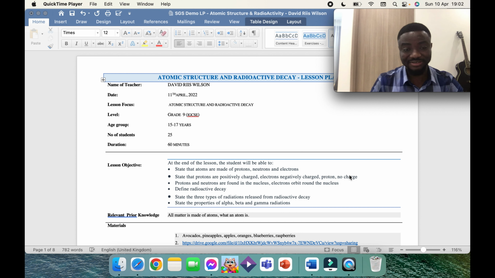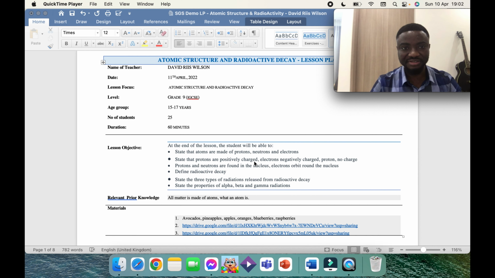So the first part, you have the details of the lesson, that is the teacher's name, my name, the date, the lesson focus, which is atomic structure and radioactivity or radioactive decay. The level or grade should be grade 9, and the age group appropriate is 15 to 17 years. And then the number of students in the class, I'm assuming it to be 25, and the duration of this lesson should be 60 minutes.